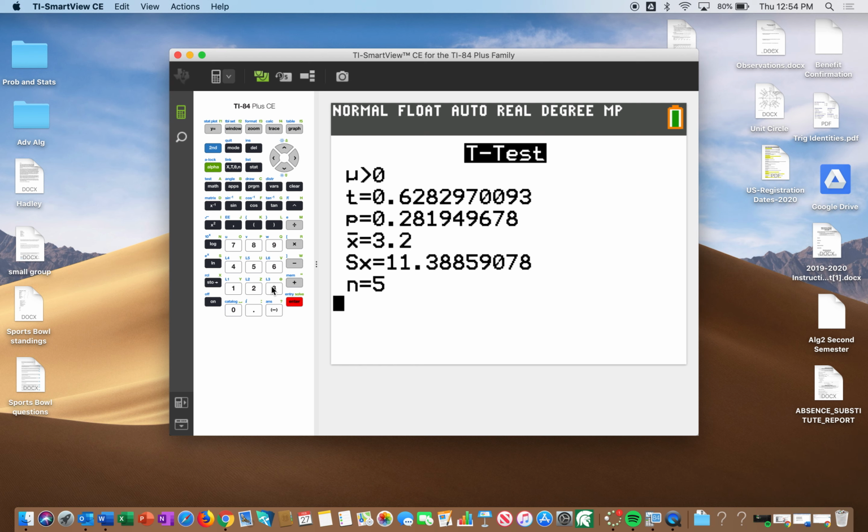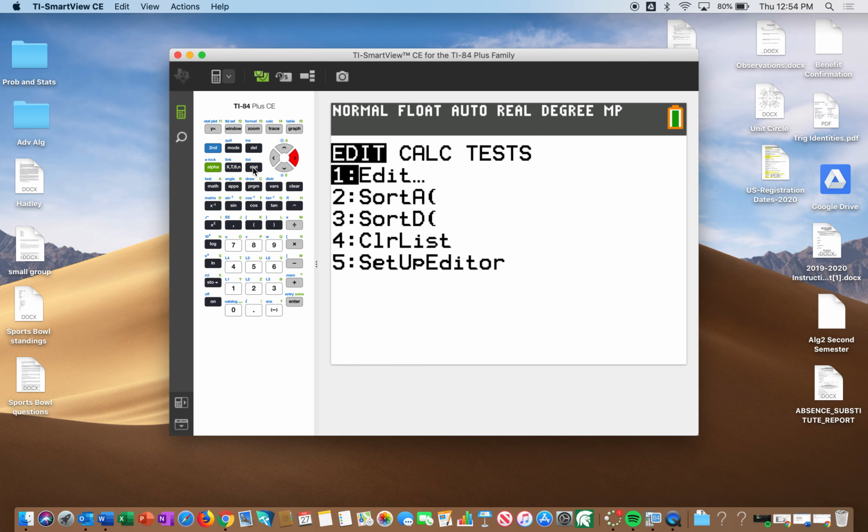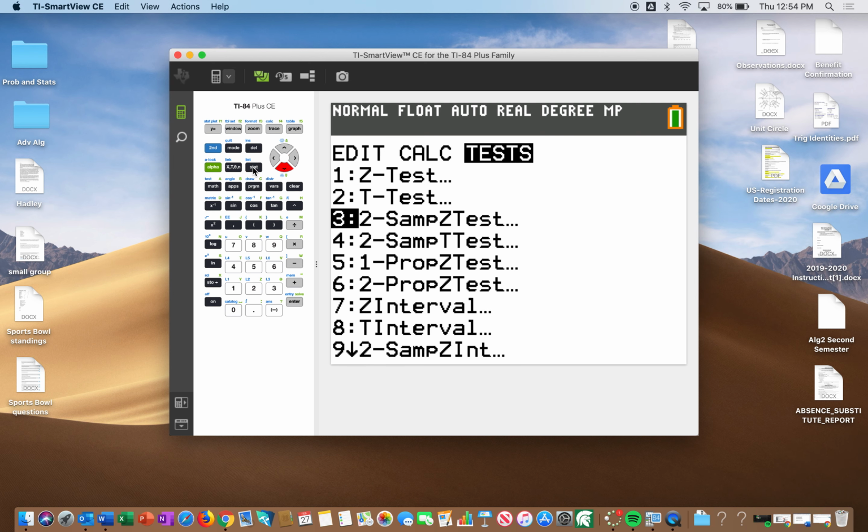And that's all you've got to do. And there's all your info. So again, the p-value is there. That one's there. If you want to do the confidence interval, go back to Stat, Test. And again, we're going 1 t interval, which is number 8.